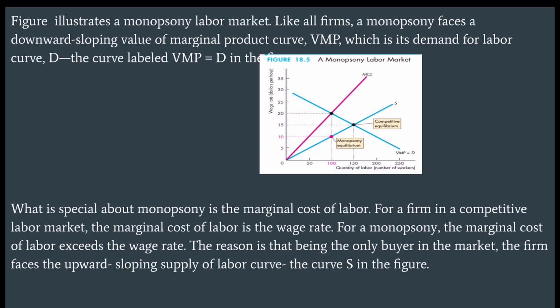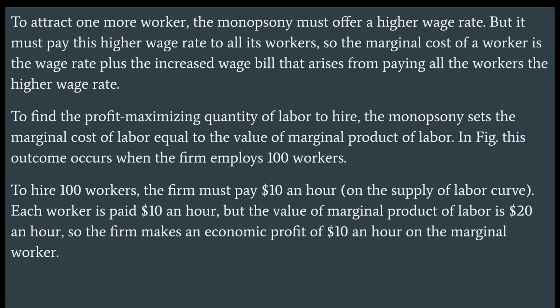The reason is that, being the only buyer in the market, the firm faces the upward sloping supply of labor curve S in the figure. To attract one more worker, the monopsony must offer a higher wage rate, but it must pay this higher wage rate to all its workers. So the marginal cost of a worker is the wage rate plus the increased wage bill that arises from paying all the workers the higher wage rate. To find the profit-maximizing quantity of labor to hire, the monopsony sets the marginal cost of labor equal to the value of marginal product of labor.